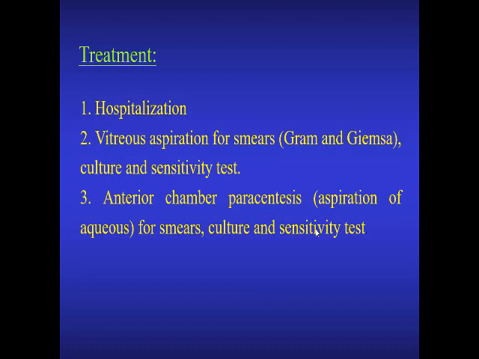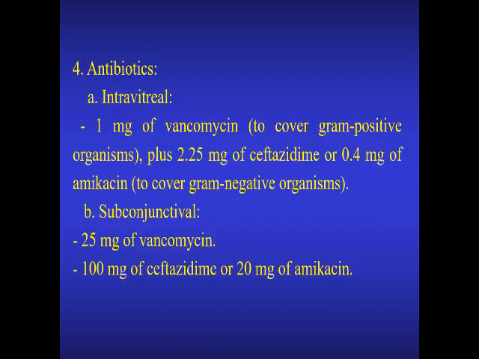The treatment of endophthalmitis requires hospitalization with vitreous aspiration for smears, gram and Giemsa, and the culture and sensitivity test. Anterior chamber paracentesis, aspiration of the aqueous for smears, culture and sensitivity test. You should start intravitreal antibiotics, vancomycin and ceftazidime, to cover the gram-positive and the gram-negative organisms. Also, give subconjunctival injection of vancomycin and ceftazidime.